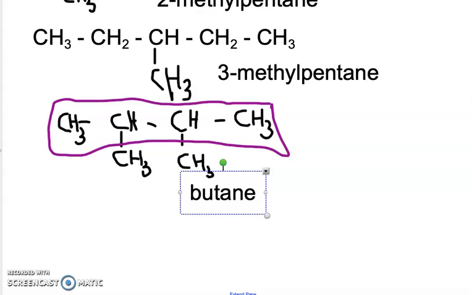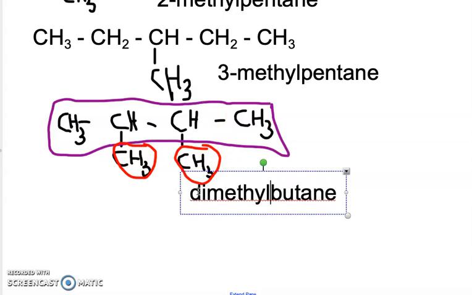Prefix-wise, we've got 2 side chains, right? We've got this one, and we also have this one. They're both methyls, because they just have 1 carbon in them. Remember we said if we had 2 of the same thing, we were going to call it a di. So that means this is going to be a dimethyl butane.